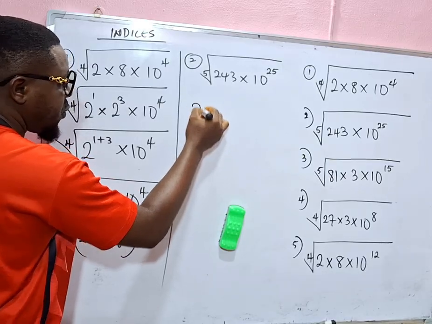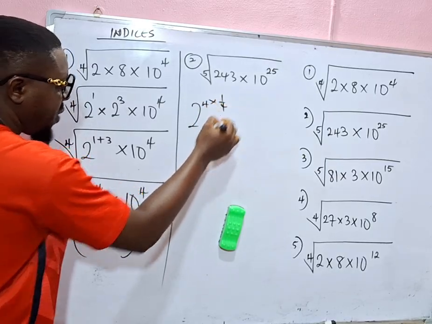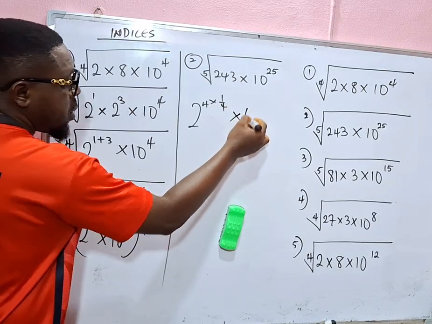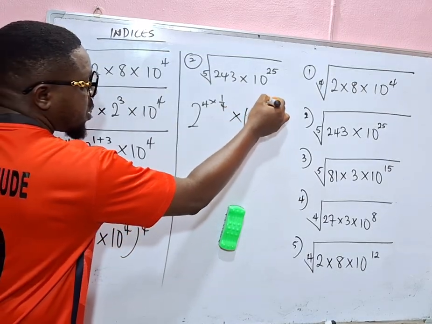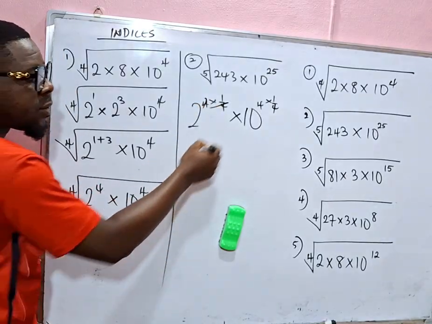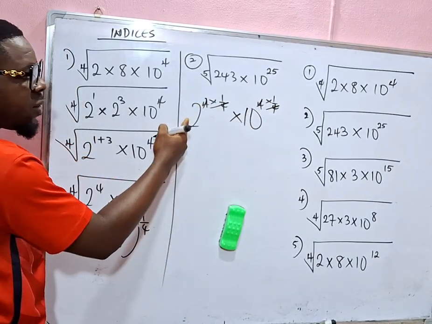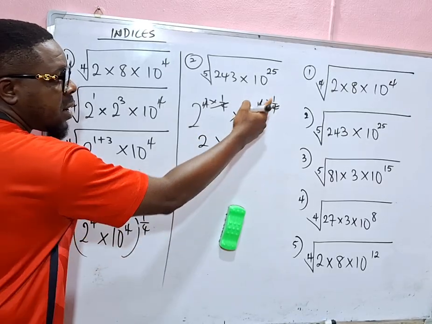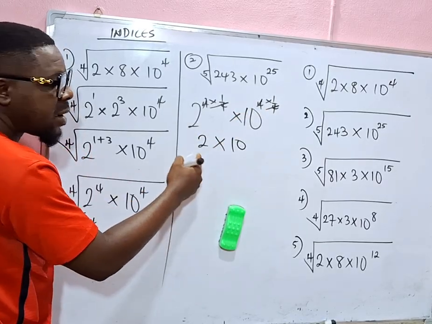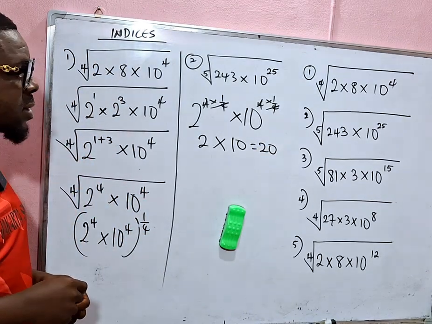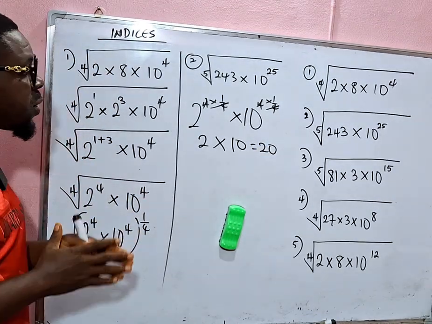Let's continue from here. This is just like telling me 2 to the power of 4 multiply 1 over 4 as a power, times 10 to the power of 4 multiply 1 over 4. Now this 4 will cancel out. This 4 will cancel out. I'm left with 2 power 1. 2 power 1 means 2, times 10 power 1 means 10. And 2 times 10 will give me 20 as my answer. So this is solution to question 1.